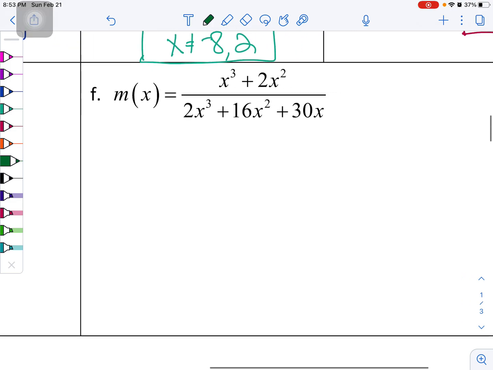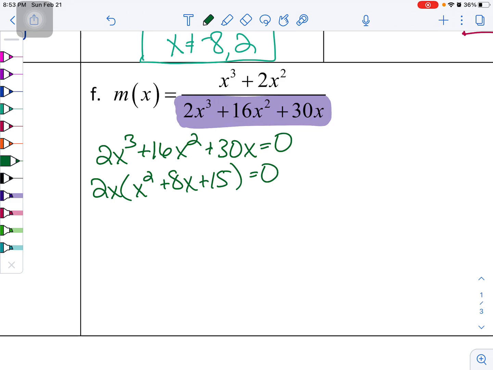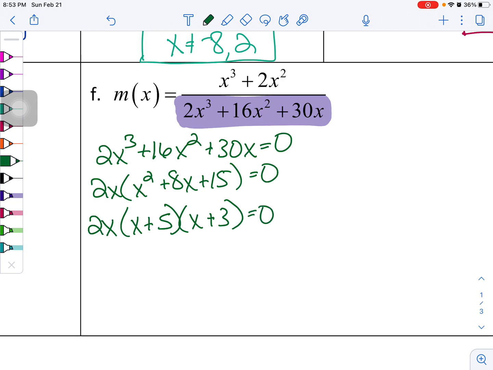Now, you can have as many domain restrictions as you need for a problem. Having 2 or 1, you can have a lot of them. Okay, so don't feel like you're limited. So, all right, last problem here, part F. We're going to take this whole denominator, set it equal to 0, and we're going to factor it and solve it. So first thing I'm going to do is take out the GCF of 2x. So it's going to leave me x squared plus 8x plus 15 equals 0. I'm going to factor this expression further. So we've got 2x, then x plus 5, x plus 3. So 5 times 3 is this 15, and 5 plus 3 is that 8.